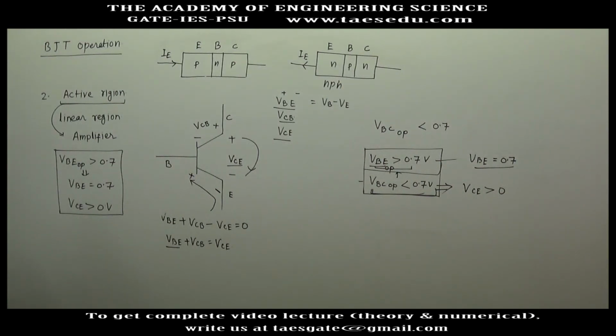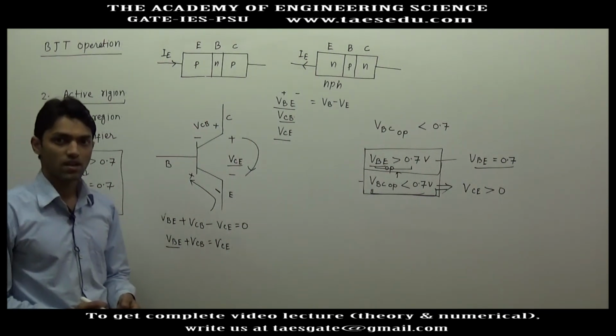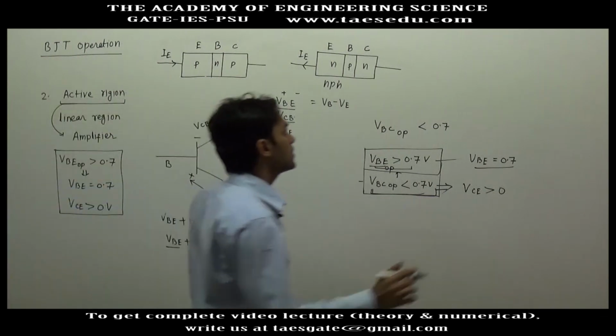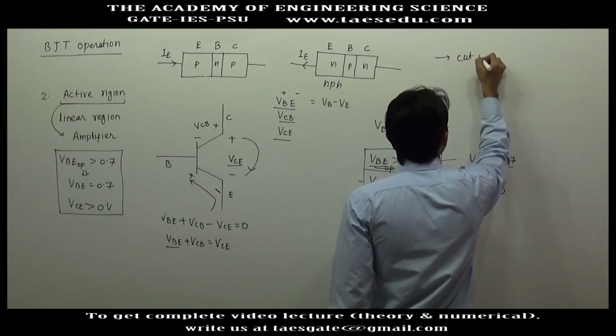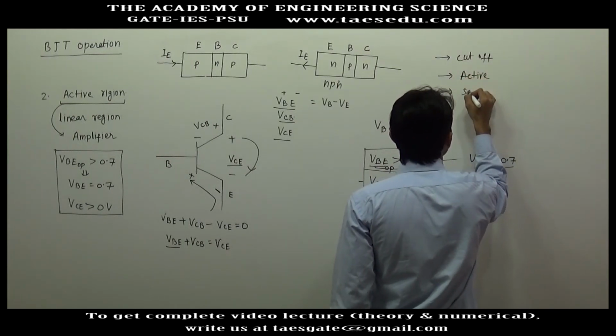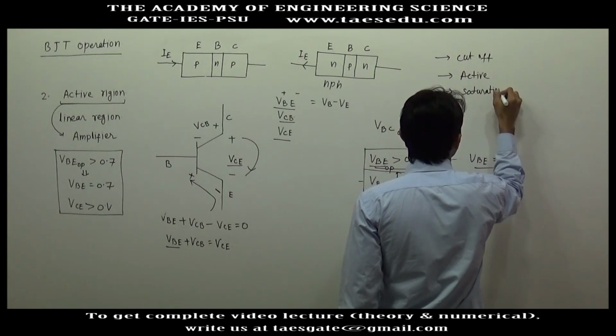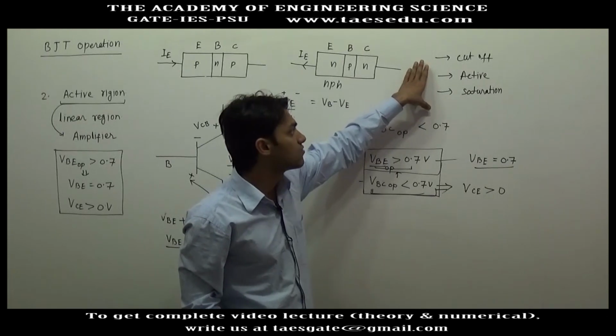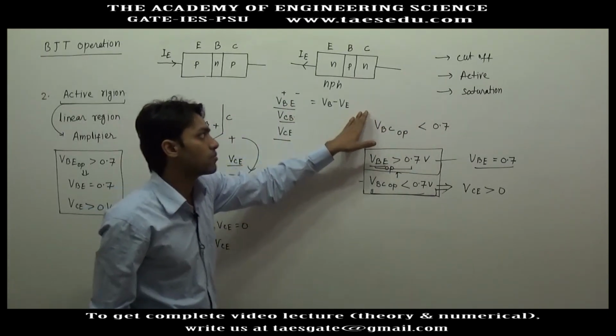Okay, in a similar way, we can get the condition for a PNP transistor to operate in active region. But before doing that, we will first do the condition of saturation region for an NPN transistor. See, we have only three conditions: cutoff, active, and saturation. Out of these three regions, in one region the transistor has to operate.